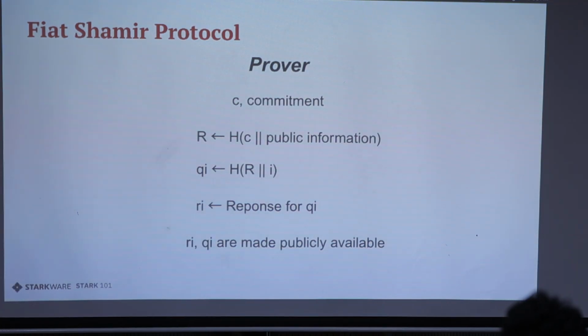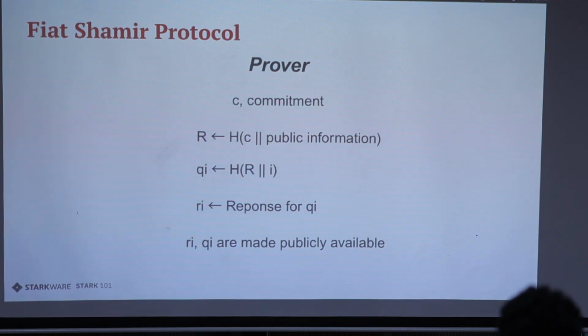Where are the queries coming from? The queries are generated by applying a hash function to R appended by i. The verifier does know R, right? Because C, the commitment, is publicly available. The commitment was broadcasted by the prover, and public information is public by default.